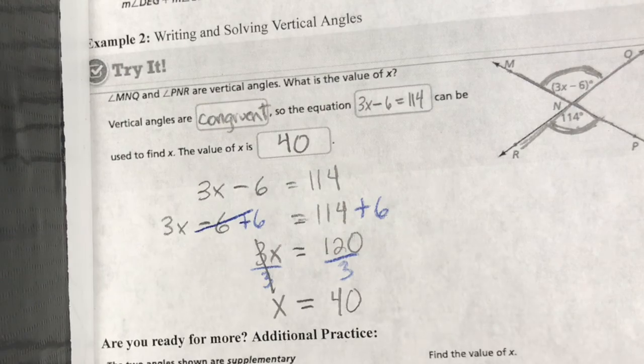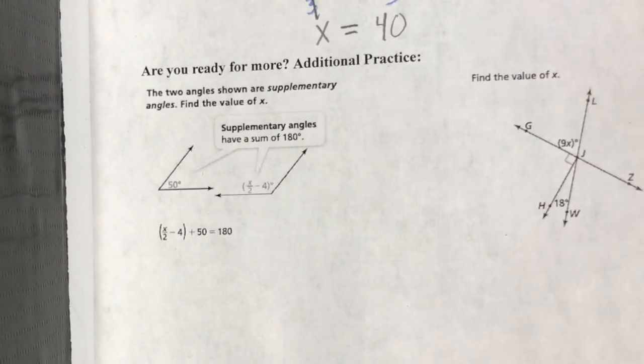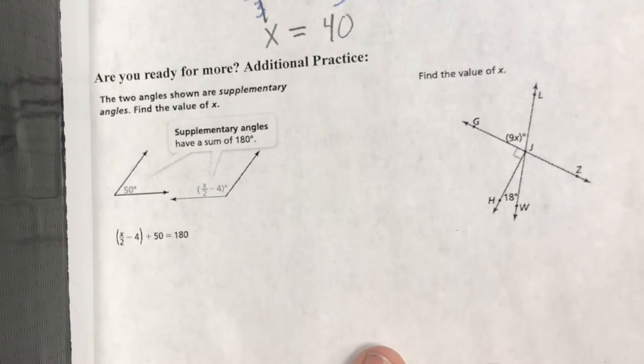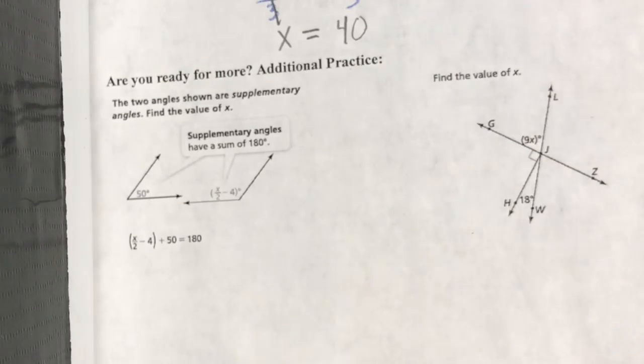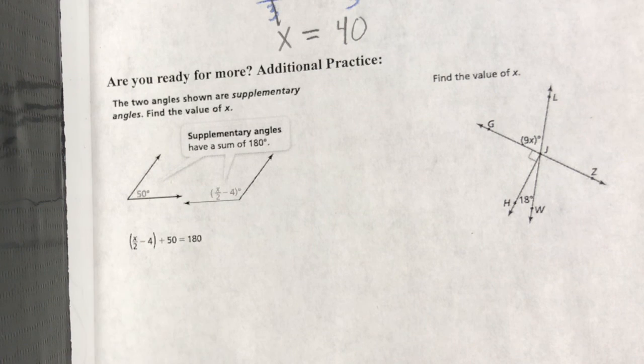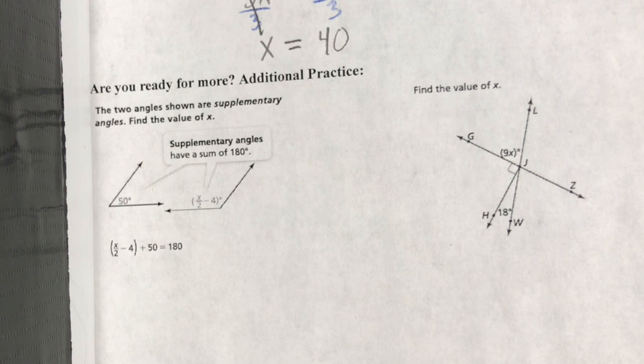All right, that's all I did with the notes for my other classes. For Are You Ready for More?, you're welcome to give these a try, depending on timing. This is just like the ones we just did, but with supplementary angles. So I think pretty straightforward. And that one, it's just going to equal 180 instead of 90. This one is a little bit more of a challenge. So feel free to try it. Ask me about timing. Make your decision.